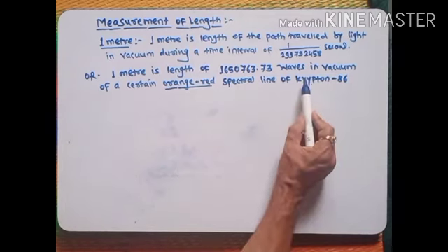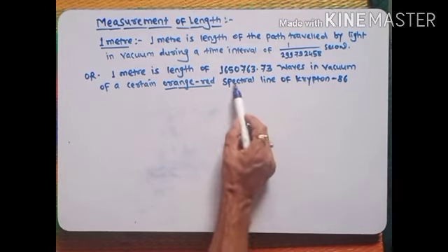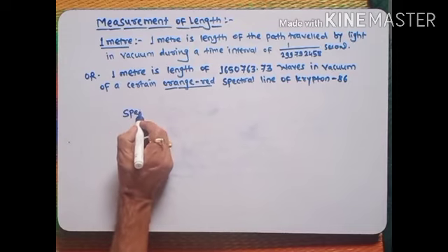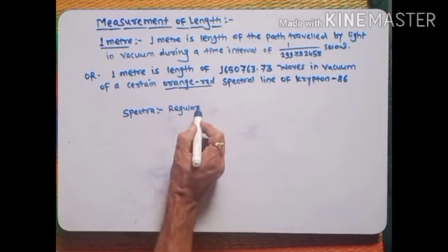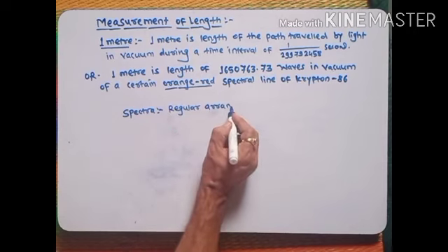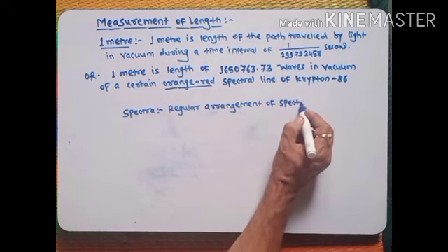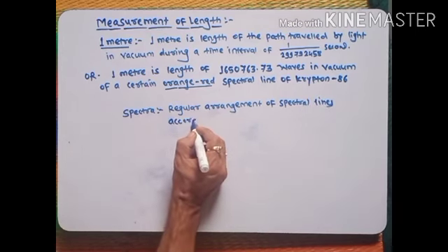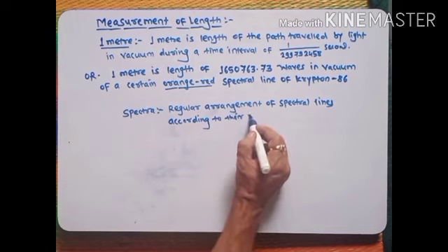Suppose we consider this krypton 86 material, and we obtain its spectral lines. What is meant by spectral, what is meant by spectra? First you have to understand this. What is meant by spectra? Regular arrangement of spectral lines according to their wavelengths. This is the definition of spectra.